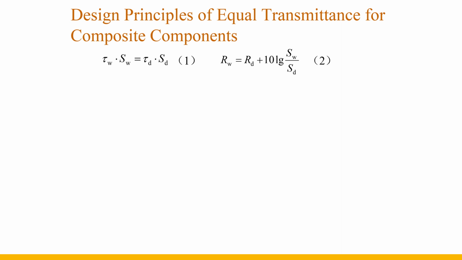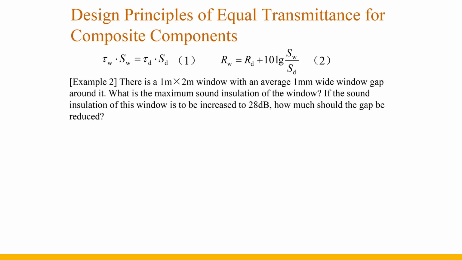Since the area of the door is about 1/5 to 1/10 of the area of the wall, the sound insulation of the wall can be 10 decibels higher than that of the door or window. Next, let's do an exercise with the first formula.